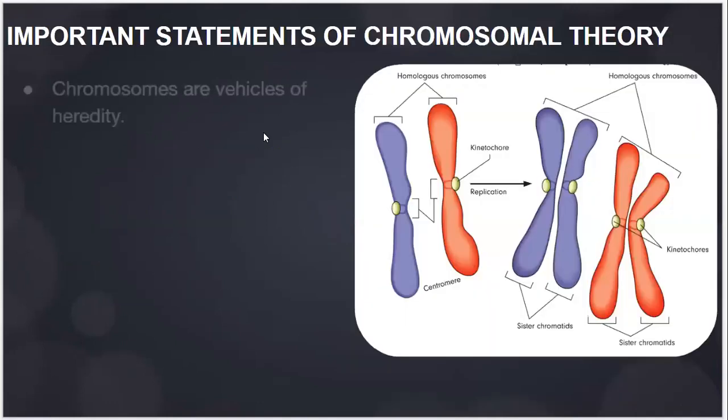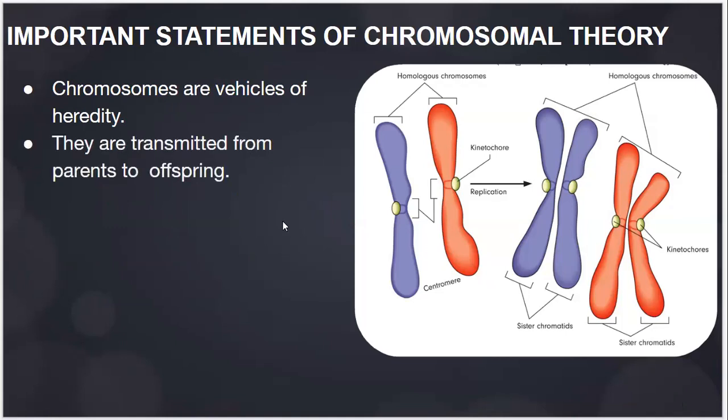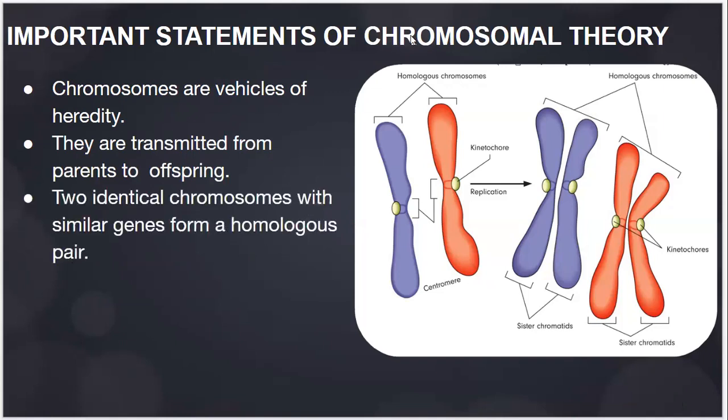Some of the important statements you should know: how are the genes getting transferred from the parents to the offspring? Via chromosomes. A chromosome is made up of DNA which carries the genes. They are transmitted from parents to offspring. Two identical chromosomes with similar genes are homologous. You have studied this in the lower standard, so nothing new in this.